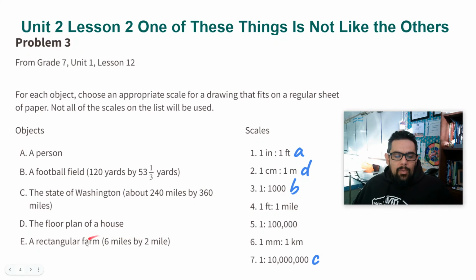And then part E, a regular farm, 6 miles by 2 miles. That one is part E. That one is number 5. So notice here, you have 6 miles, 2 miles. Notice a difference between C and E, 6 miles and 240 miles. That's a 100 times difference. So that's why when you look at our scale, it's going to be much bigger than that.